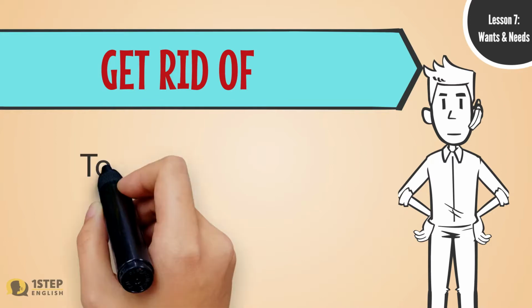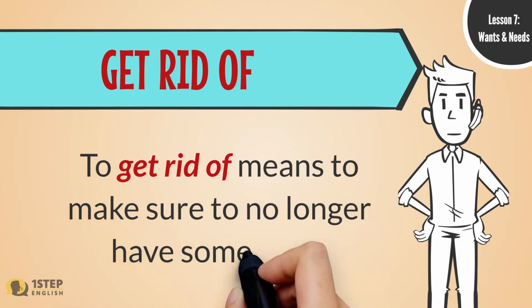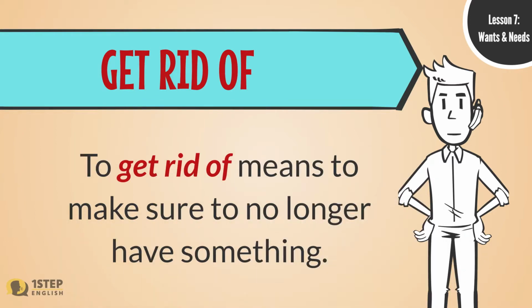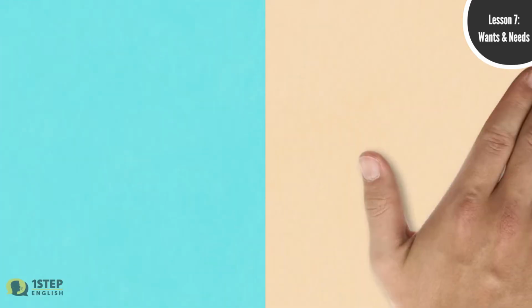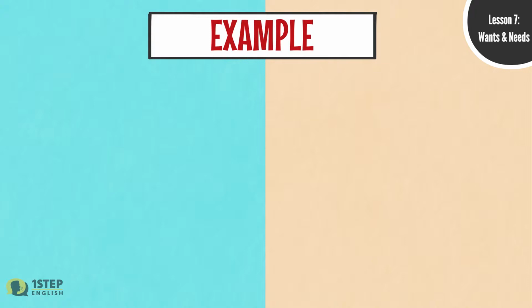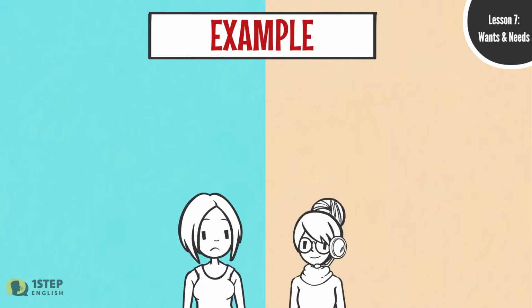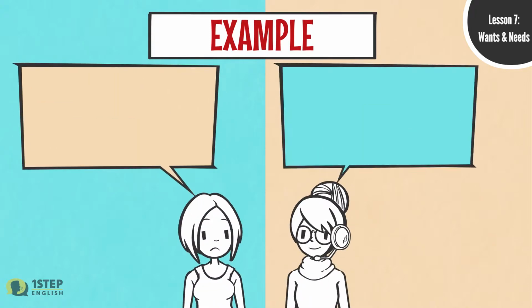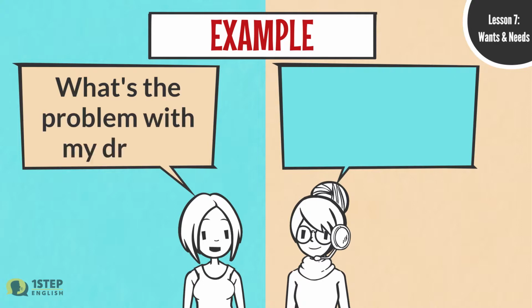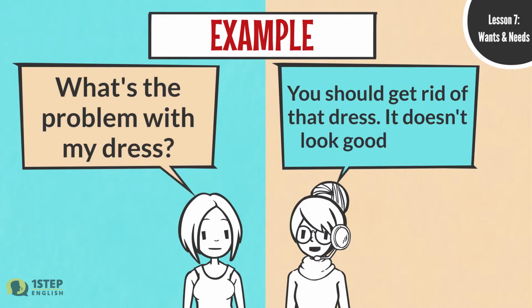Get rid of. To get rid of means to make sure to no longer have something. For example, what's the problem with my dress? You should get rid of that dress. It doesn't look good on you.